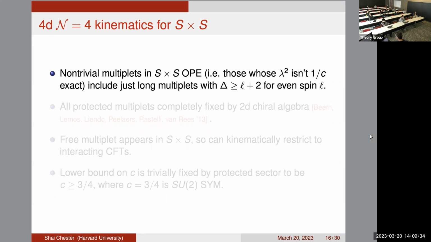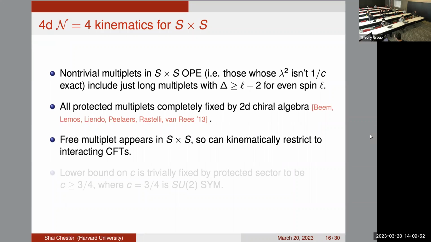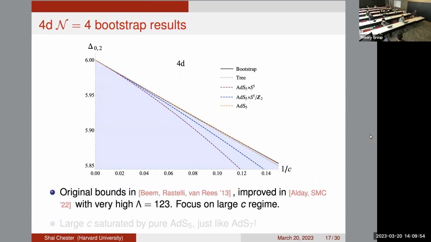Okay, so what are the kinematics of the stress tensor four-point function? The only non-trivial multiplet in this OPE is the singlet long multiplet. Everything else which appears is totally trivial because all the various short multiplets are just completely fixed by the free theory. So there's only one multiplet we care about. And so let's show the bounds on the scaling dimension of this unprotected multiplet. So this is the first plot.